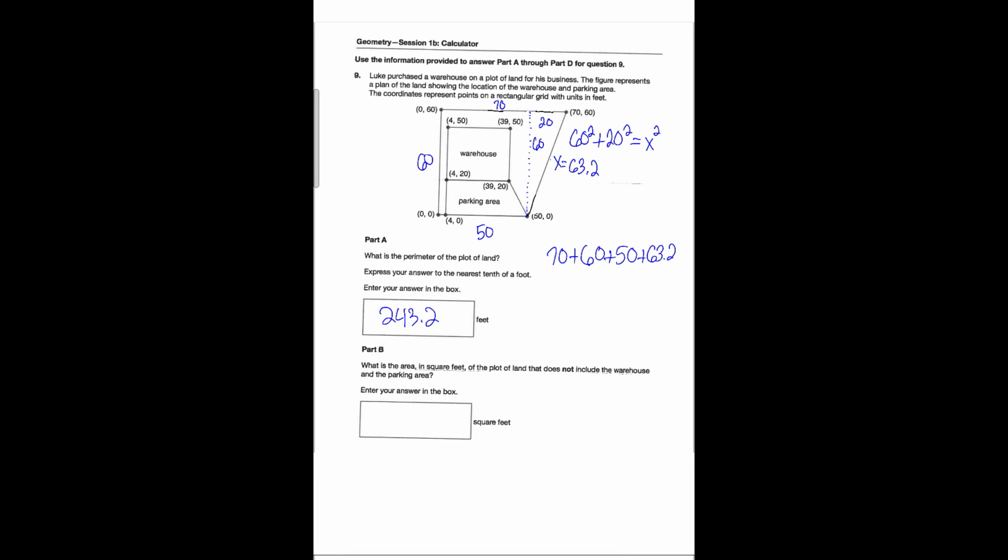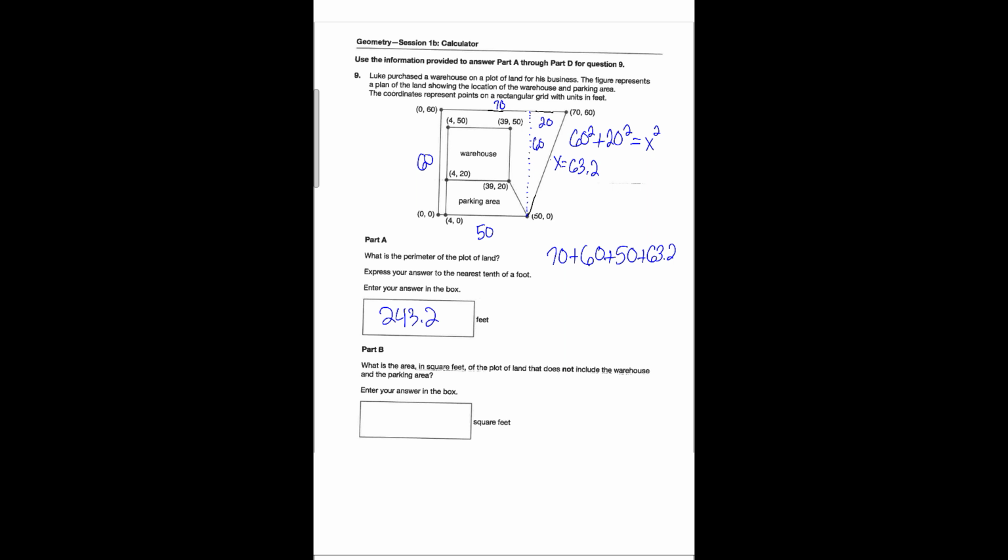Part B is asking for the area of the entire shape minus the area of the warehouse and the area of the parking lot. So let's find the dimensions for the warehouse and the parking area. We need the dimensions because we have to calculate area using the formulas for area of a rectangle and area of a triangle that's also listed on your reference sheet.